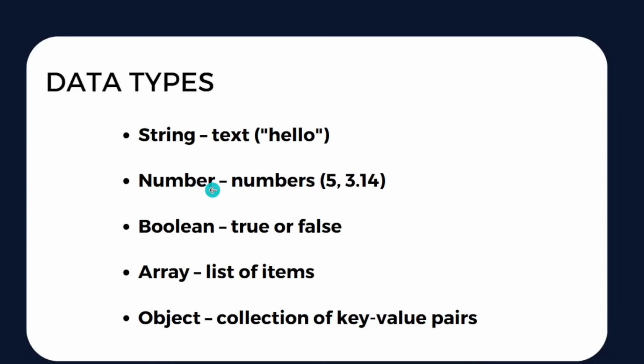And number is like integer, which we already saw in Python. Number means normal numbers and decimal numbers, all the numbers are considered as the data type number. And boolean is nothing but true or false.